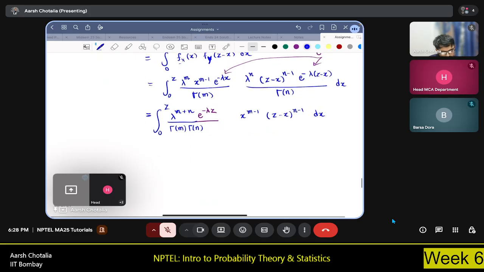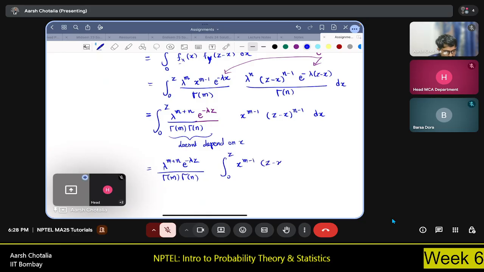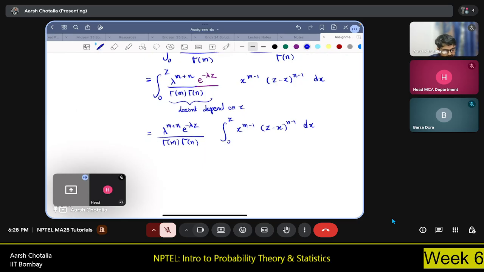Okay, this whole thing does not depend on x, so it can be taken out. It becomes lambda raised to m plus n, e raised to minus lambda z, over gamma m gamma n, and now we have this integral that is inside. And first, what we need to identify is that this is quite similar to the beta integral. So beta of a comma b.